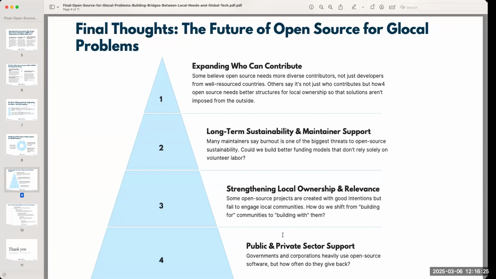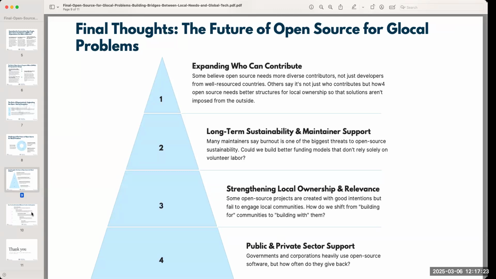So that's number 3. The fourth point is public and private sector support. I think a question here is, governments and corporations heavily use open source software, but how often do they give back, right, to those softwares that they use? And some of the people in the public sector and private sector as well argue that corporate OSPOs should actively invest in public interest open source projects, not just internal tooling. And then my last question is, could academic OSPOs push for open access data and research tools, right? Universities are already a hub of research, but how much of that research stays behind paywalls instead of being open to the world?